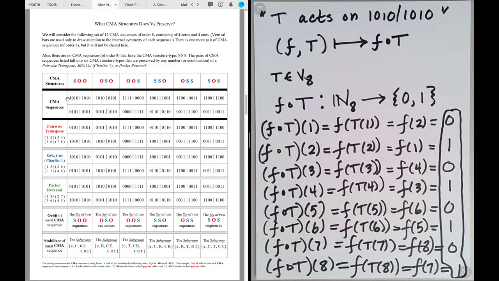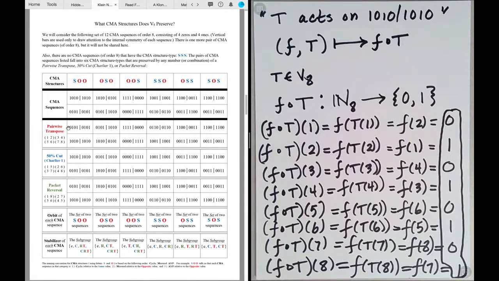If we apply all of the group elements, and we can just focus on the generators, that will be sufficient, actually. Apply the generators on these two sequences, what kinds of things do we get out? So if we have the generators in the group V8 act on each of these, what's the set of possible CMA sequences we give out?